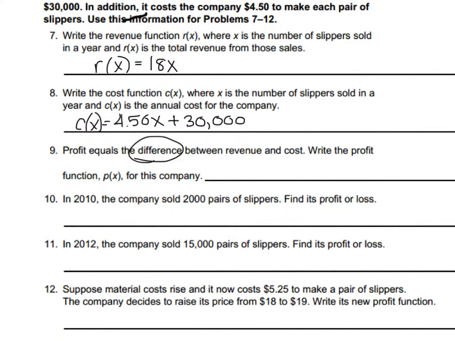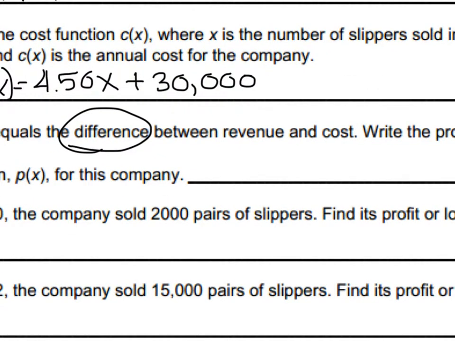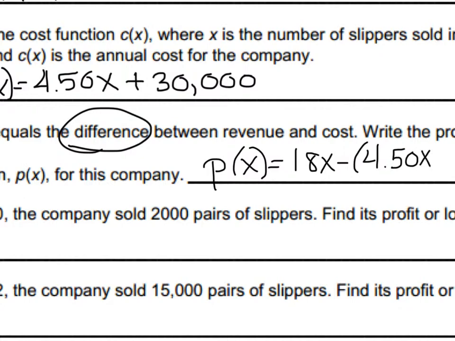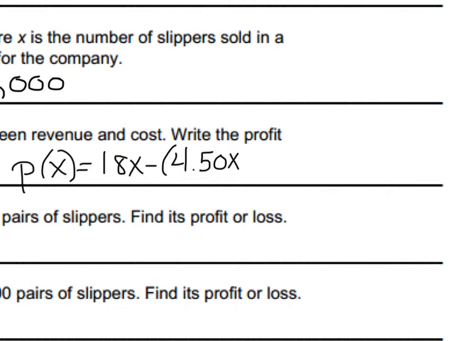So our profit statement would be your 18x minus, and since it's a difference, minus, we're going to put it in parentheses, the $4.50 of each slipper and the $30,000 of annual costs to run the company.